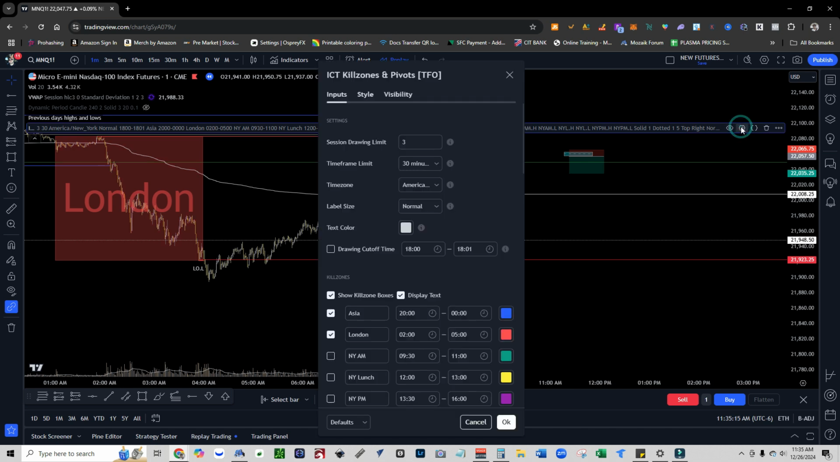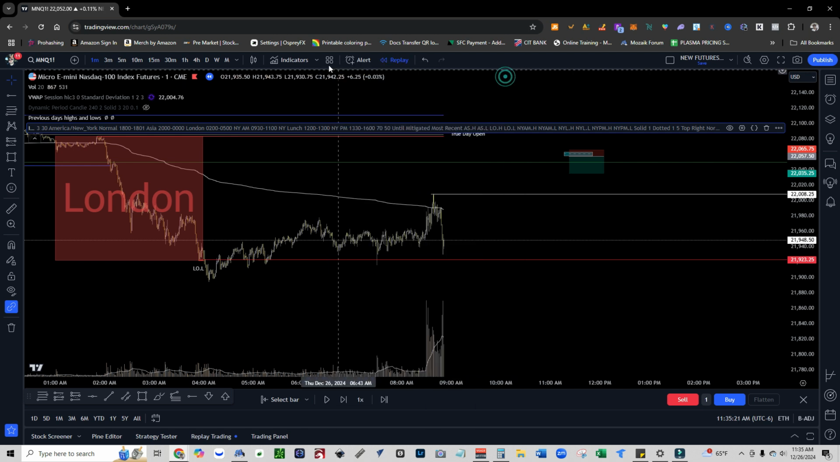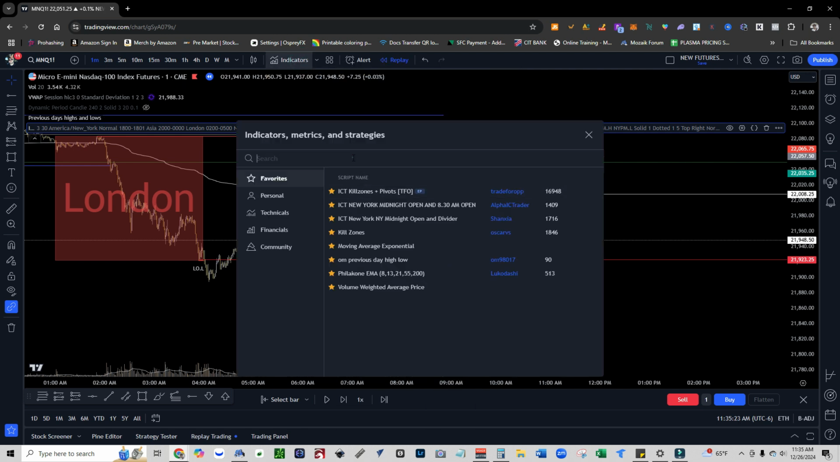Right here, let me go to settings. This one's called the ICT Kill Zones and Pivot Points by TFO. So if you go into your indicators right here, go ahead and type in what I just said, the ICT kill zones, and then this should pop up. The reason I have it highlighted with the gold star is that I have it as a favorite, so I don't have to go back and look for it. But this is the one you're looking for, guys.